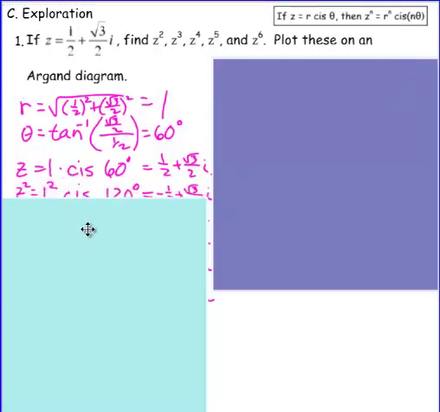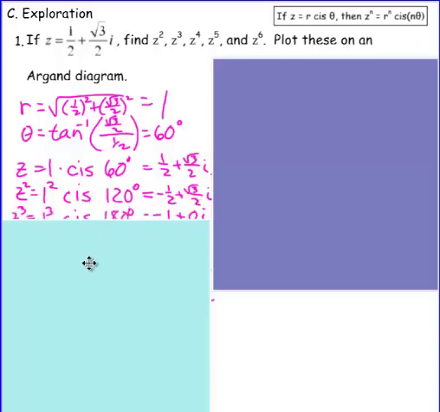So now we're going to do z squared. And this is where de Moivre's theorem comes into play. So we're going to take the 1 and square it, and take the 60 degrees and multiply by 2. Then we convert it to rectangular form. So 1 squared is just 1. So we're going to do cosine of 120 degrees, which is negative 1/2, and the sine of 120 degrees, which is the square root of 3/2 times i. So this is our rectangular form of that same number.